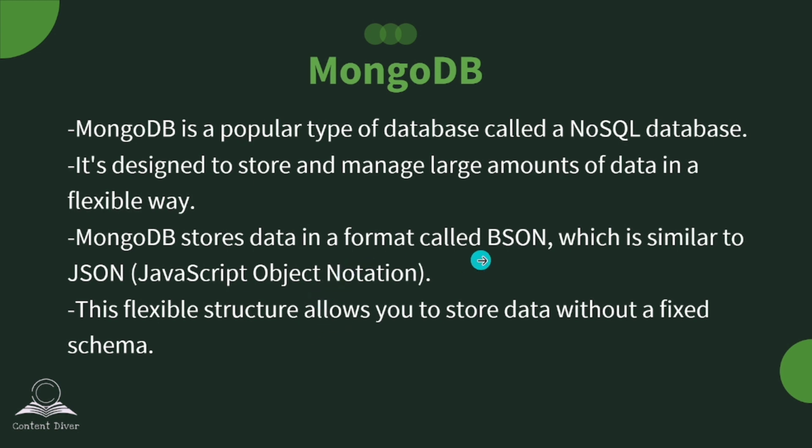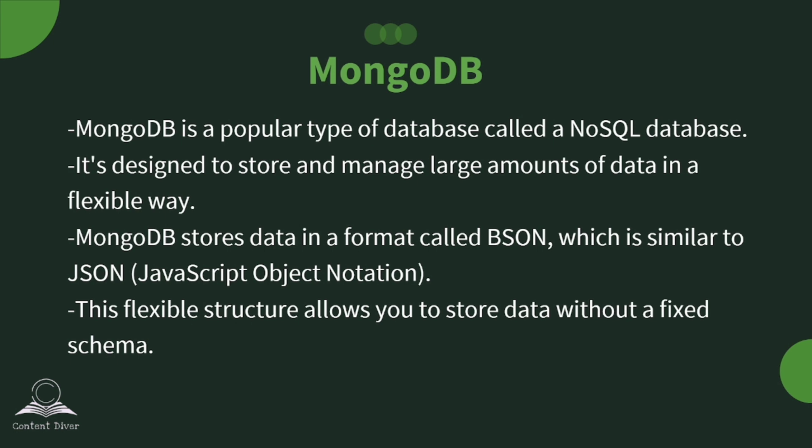MongoDB stores the data in a JSON-like format. Unlike traditional relational databases, which organize the data into tables with predefined structures, MongoDB takes the data in JSON notation. That is about MongoDB. And finally, we can say that MongoDB is a NoSQL database.